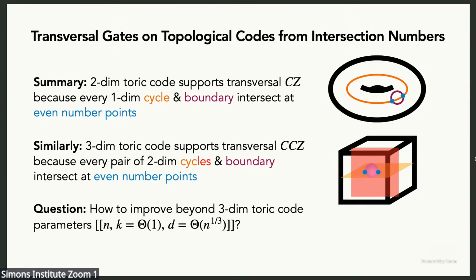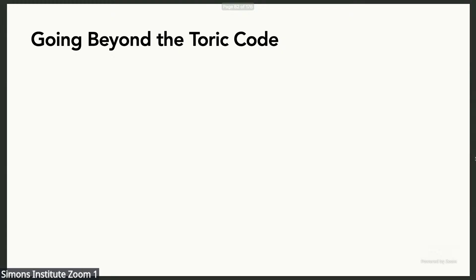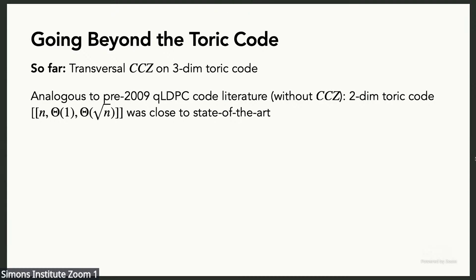And so the question now is how do we improve beyond the 3D toric code parameters, which are still quite bad. They're worse than a classical repetition code. They have dimension 1 and distance n to the 1/3. So far we have transversal CCZ on the 3D toric code. And this is maybe even exactly analogous to the state of the literature on quantum LDPC codes, where we forget about CCZ, but just look at getting good dimension and distance, before roughly 2009, as far as I'm aware. I guess I wasn't in the field at this time, but this is my understanding. Back then the 2D toric code in a lot of parameter regimes, not all regimes, but a lot of them, was close to state of the art.